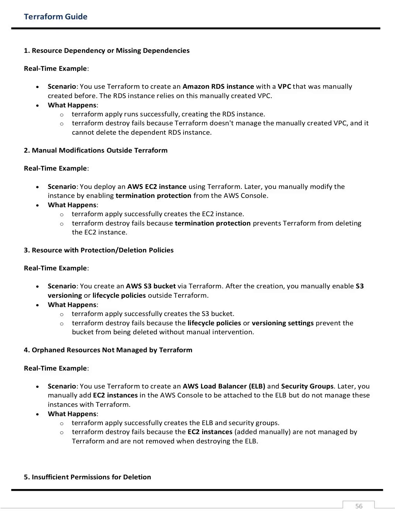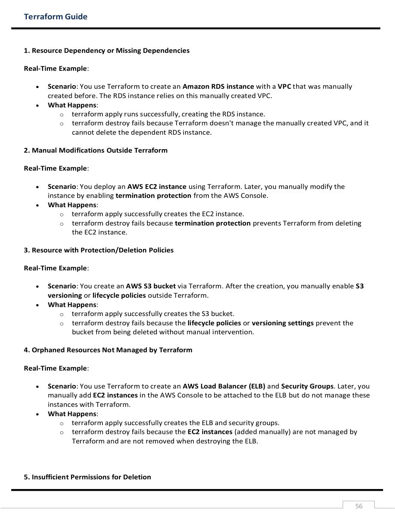2. Manual modifications outside Terraform. Real-time example. Scenario: you deploy an AWS EC2 instance using Terraform. Later, you manually modify the instance by enabling termination protection from the AWS console. What happens? Terraform apply successfully creates the EC2 instance. Terraform destroy fails because termination protection prevents Terraform from deleting the EC2 instance.